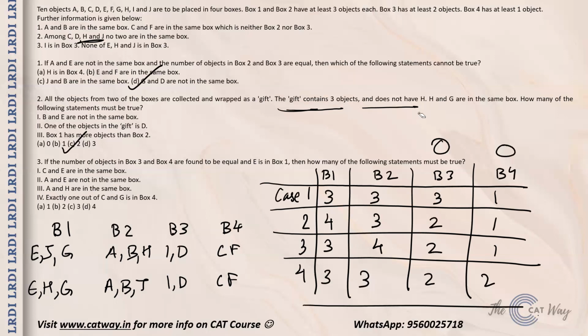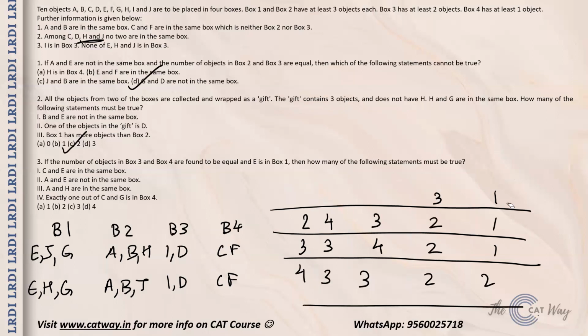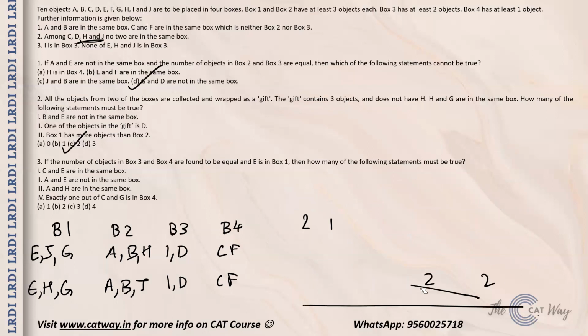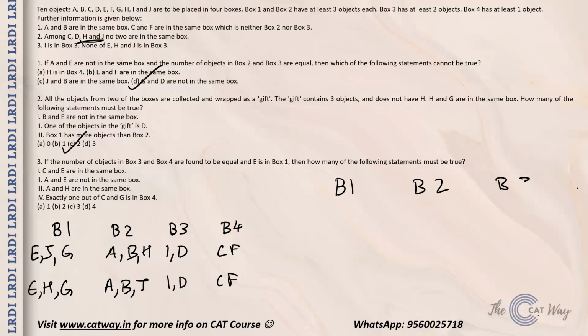But there can be more cases. Why? Because here we considered that C and F are going into box 4, right? Now what we will consider is that C and F are not going into box 4. Okay. So let us make the space, because this part we are done with. We are on the last question. We don't need this anymore. So we will make our case over here, right? So we have B1, B2, B3, and B4, right? I and D are going to come over here.